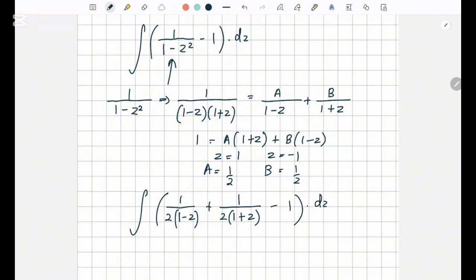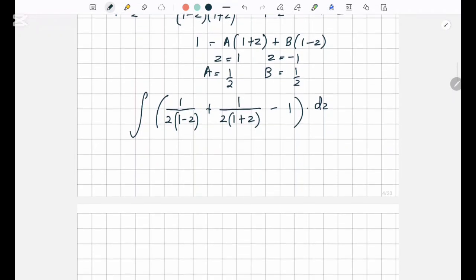Too many integrals. So the integration of 1 over 2 into 1 minus z is half into, so it's easy. I'm going to do it straight away. So it's negative half into ln 1 minus z. That's your integral. And the other one is plus half ln 1 plus z. Now if you guys need explanations on these, you can drop a comment. The reason I'm not doing it is because it's really easy. You can do it mentally.